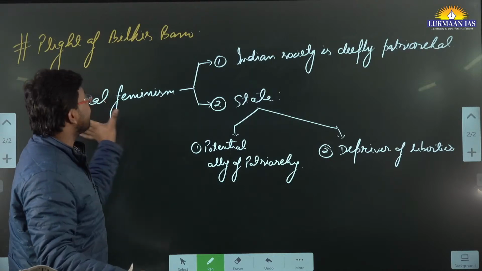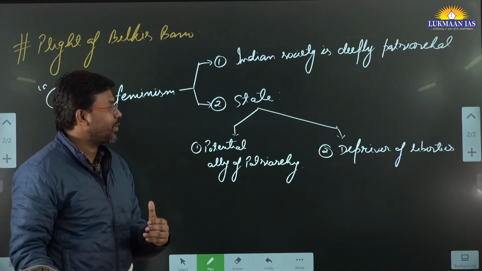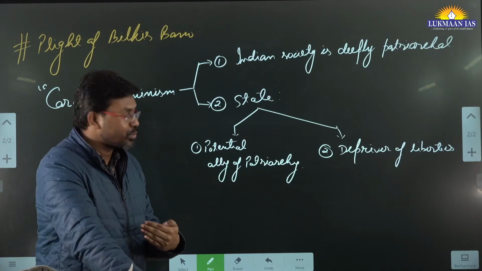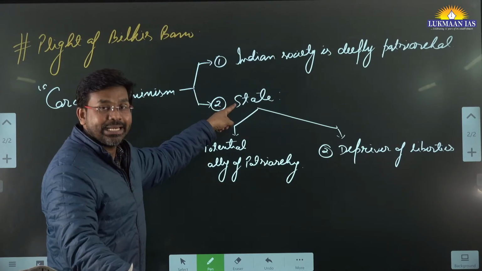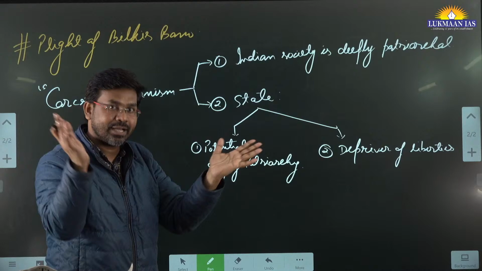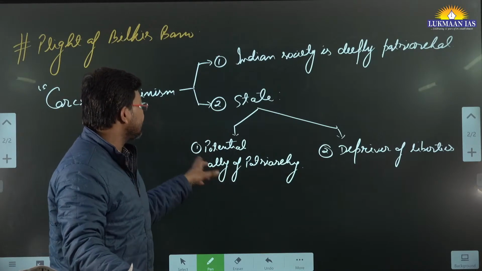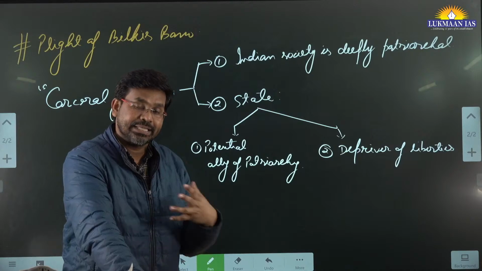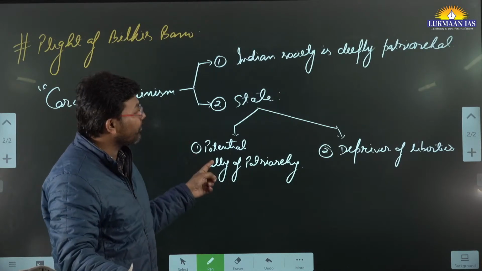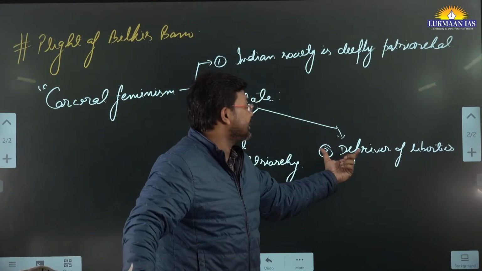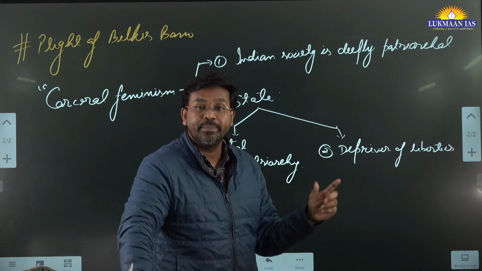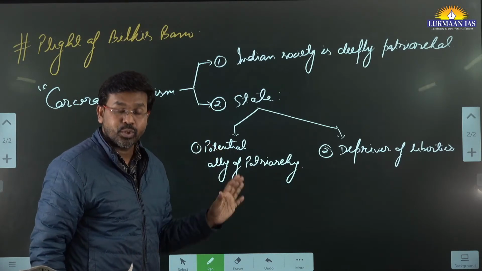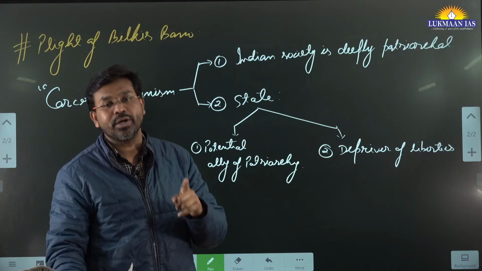Carceral feminism simply says that since the Indian state has been a deeply patriarchal society, the state in itself, which means India in itself, is a potential ally of patriarchy, means it supports patriarchy. Apart from this, the state plays the role of depriver of liberties for women. Here we are talking from the perspective of women. So here the author raises two important questions.